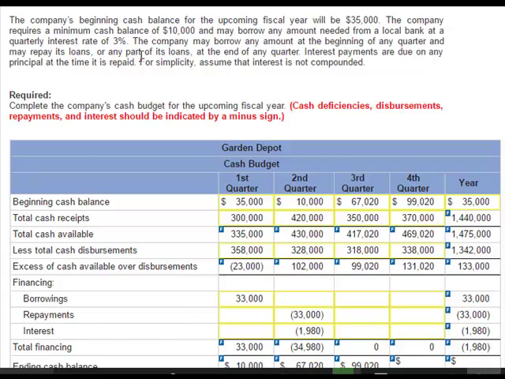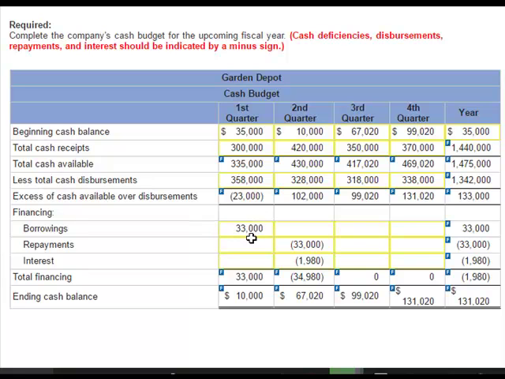And this company requires a minimum cash balance of $10,000. It says that up here at the top. In addition, when it needs to borrow, it must do so in increments. Actually, this particular cash budget doesn't require that amounts borrowed be in even amounts. So we don't have to worry about that. We can borrow exactly what we need. Although down here you'll see we need to borrow $33,000 in order to offset this deficiency in cash and end up with an ending cash balance equal to our minimum requirement.